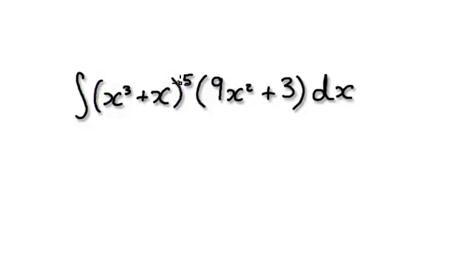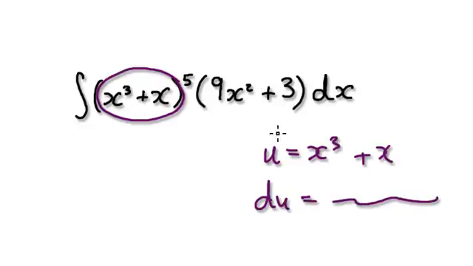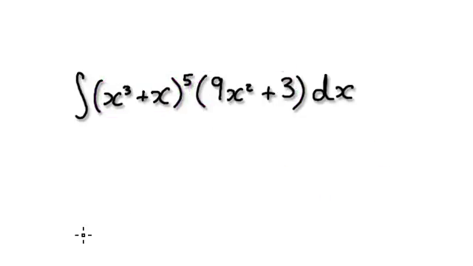So what I'm trying to say is maybe you might want to try making this as u. So u equals x to the power 3 plus x, and then du equals blah blah blah, and then make the adjustment so that this will cancel out. Well, do whatever you want. Integrate this by using substitution. So press pause and have a go.